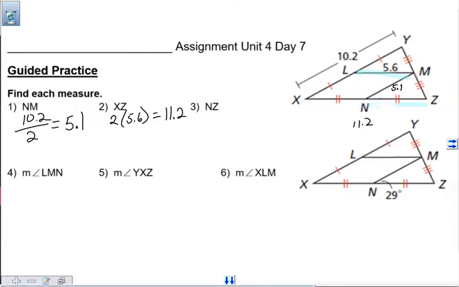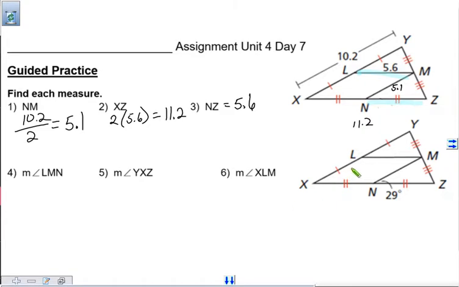And then we're looking for the length of NZ, and it is parallel with LM. So what's the length of NZ? And it is 5.6, because they're the same. Mid-segment equals half of the side length.